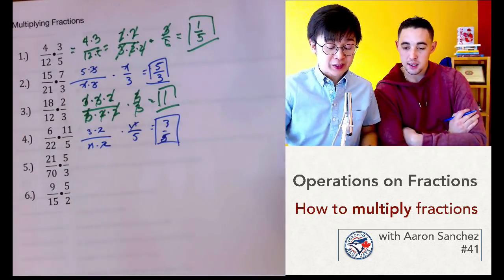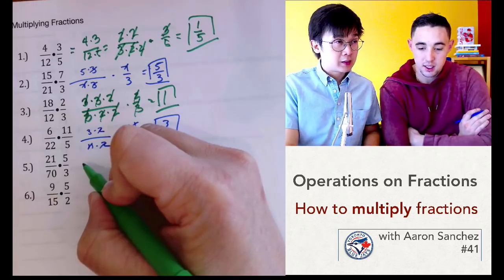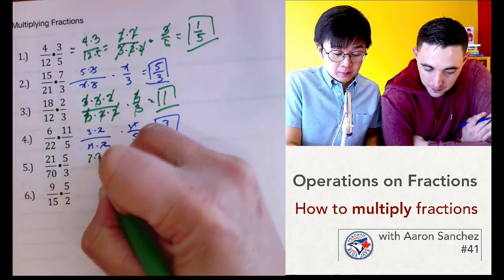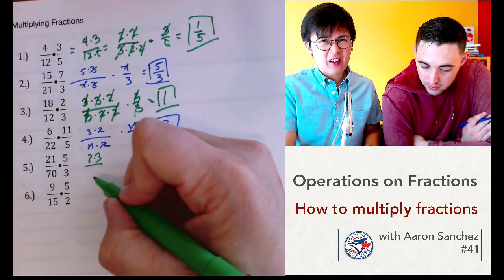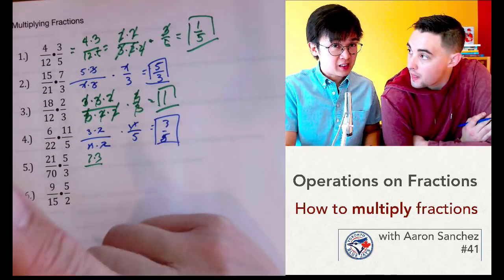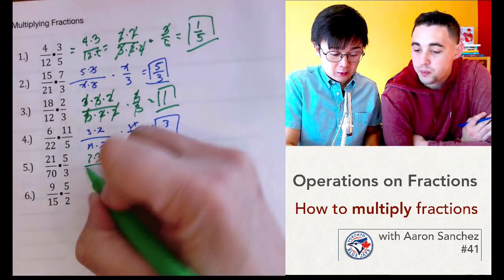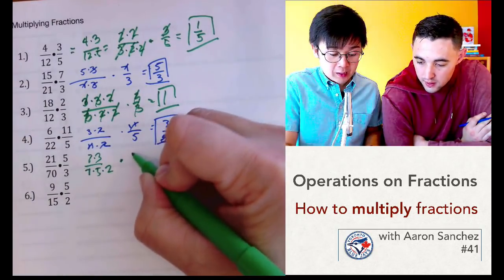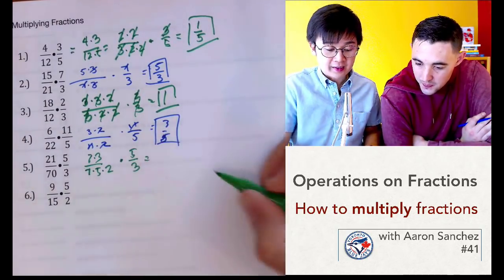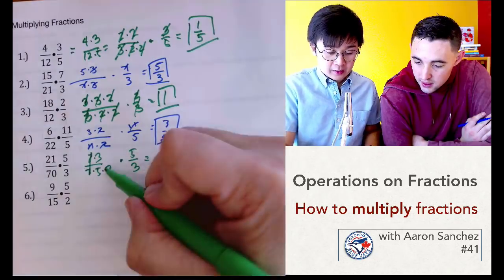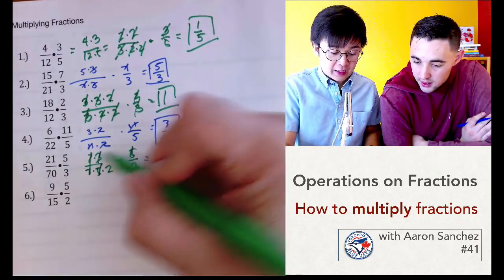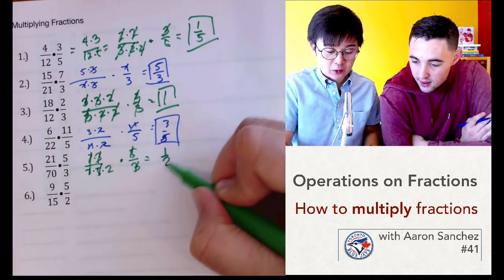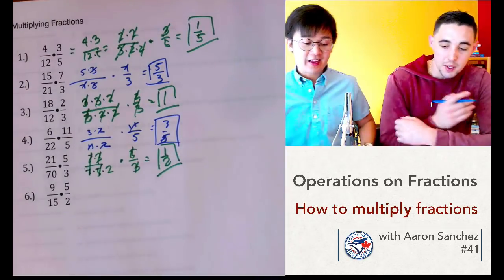And then 21 over 70. 21 is 7, 3. Yep. 70 is 7 and 10, but we know 10 is 5, 2. So 7, 5, and 2. Multiplied by, keep 5 over 3, and cancel 7. Cancel 5. And cancel 3. Cancel 3. And it's 1 over 2. Boom.